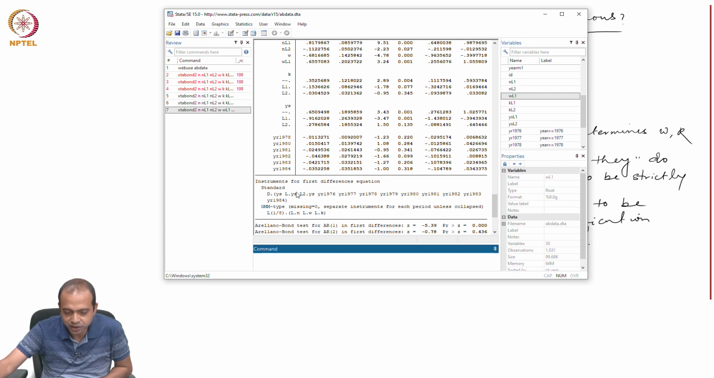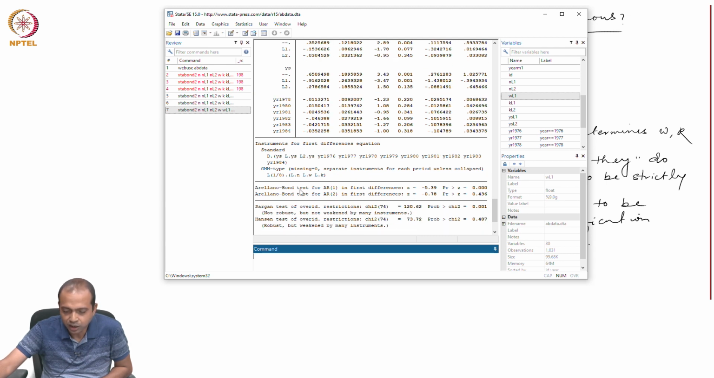And then we will see that my test for autocorrelation of first order again rejects the null hypothesis. That means there is first order autocorrelation, but second order autocorrelation is not there.